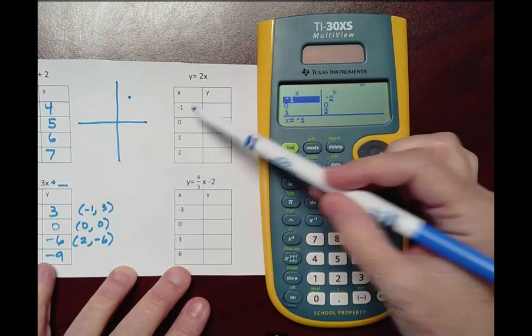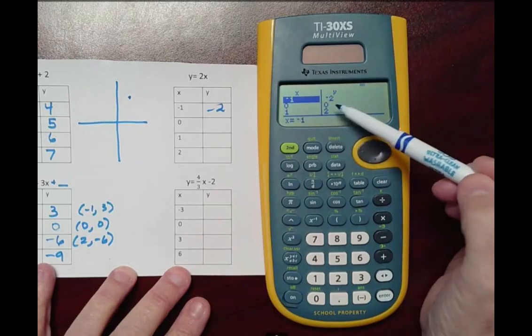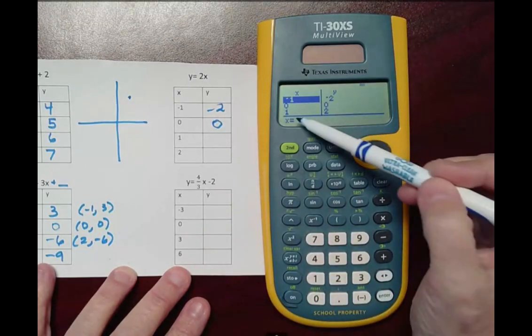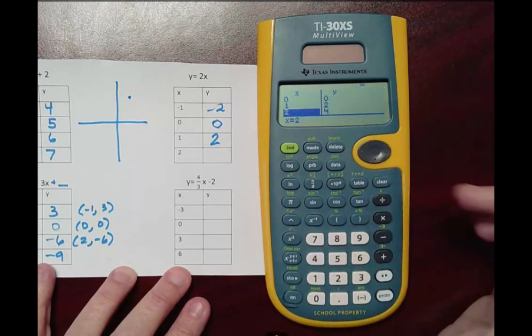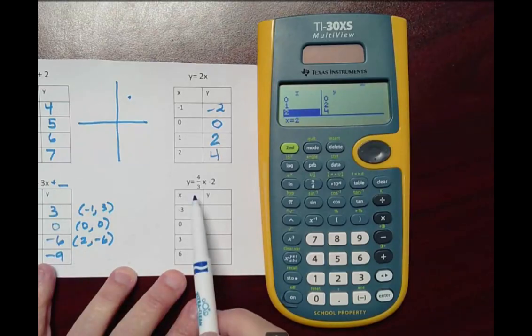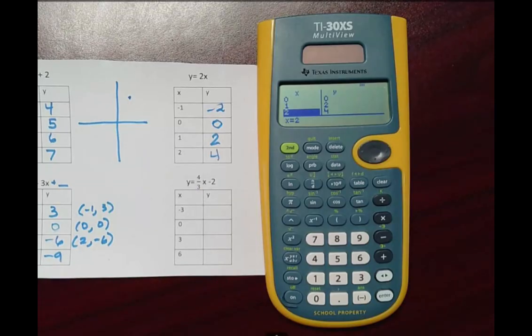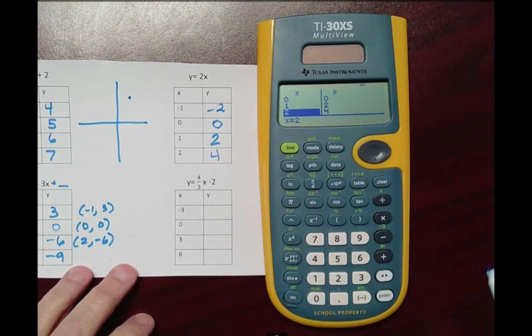When x is negative 1, y is negative 2. When x is 0, y is 0. When x is 1, y is 2. And now I can scroll down and see when x is 2, y is 4. And there's my list of points that I can use to graph the line. Doesn't matter if I have whole numbers in front of x or fractions, positive or negative numbers, as long as it's in y equals mx plus b form or y equals table, I can use my table button to fill in a table to get a list of points that we can use to graph.